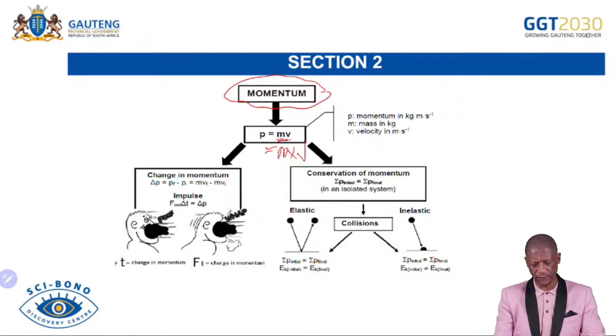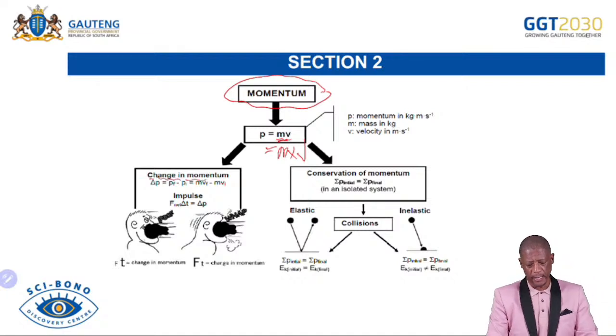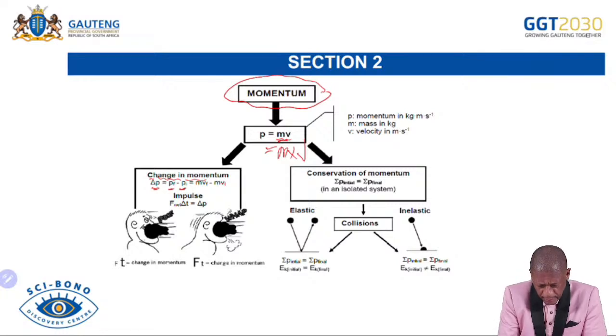And we went as far as change in momentum. And we said change in momentum is a difference between final velocity and initial velocity. That is a change in momentum. And we came with a formula that will help us to calculate the change in momentum. And the formula is delta P equals final momentum minus initial momentum.